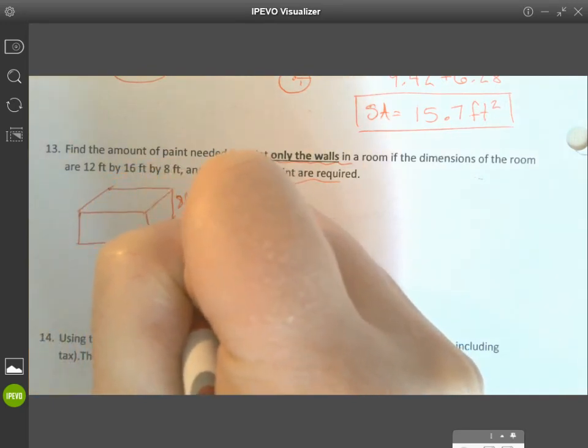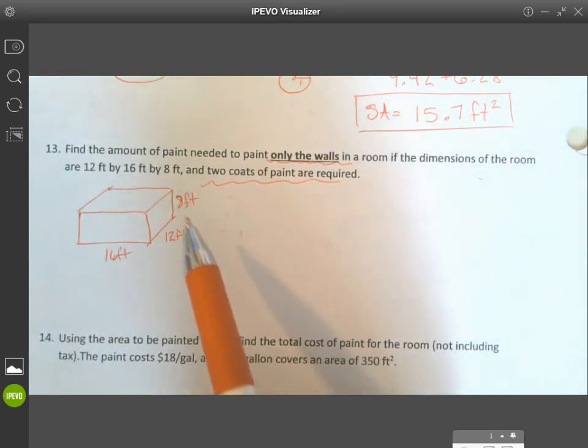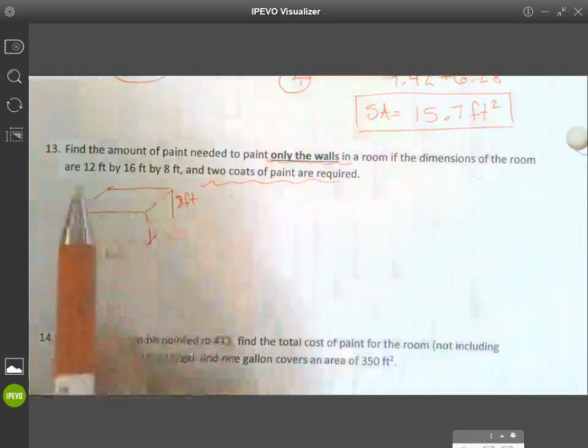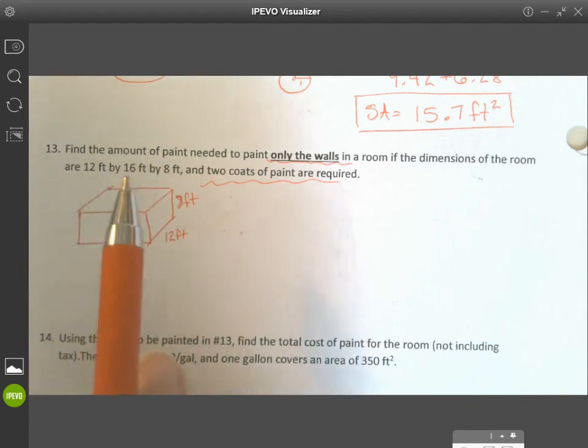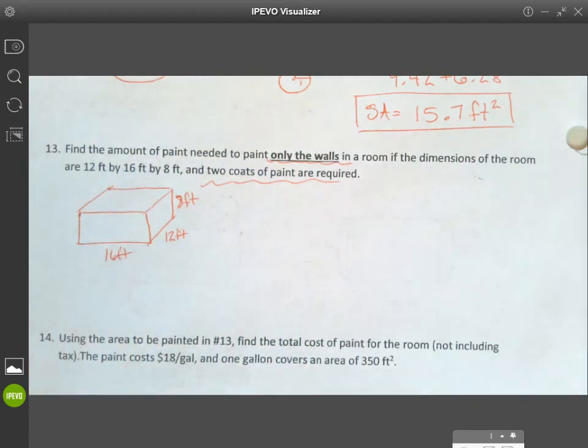The 16 and 12, it doesn't matter. But the 8's the big deal. So I'm going to make that the height. And normally you do get length, width, and height. That's typically how it goes, so they should tell you length, width, and height respectively.